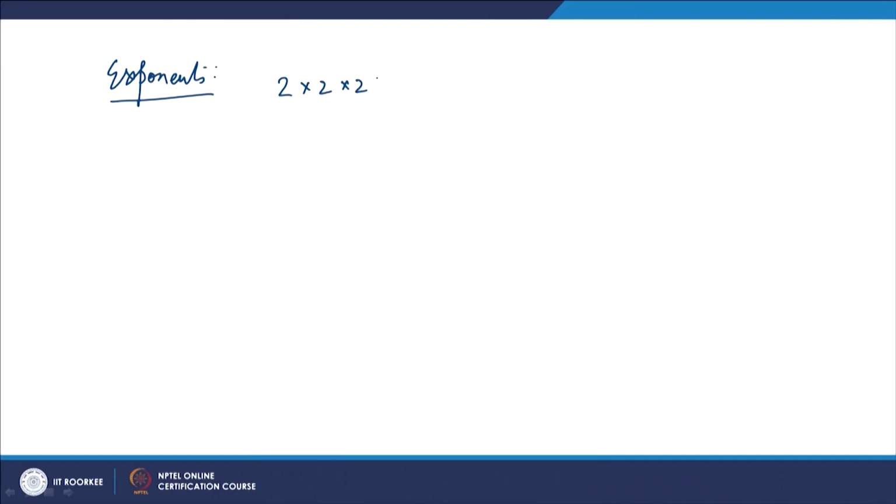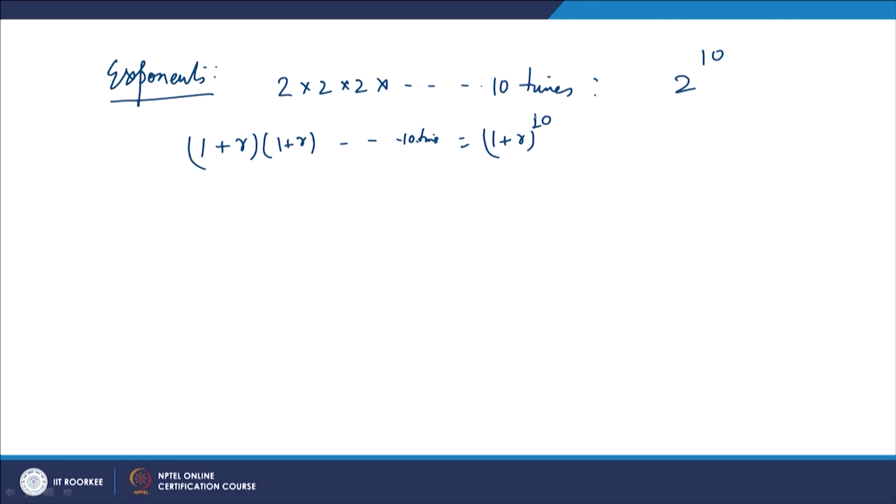Suppose 2 is multiplied with itself 10 times. So, we say 2 raised to the power 10, and 10 is the exponent. That is how the exponent is defined. It can be done for any term, like 1 plus r, which is multiplied 10 times. So, it will be 1 plus r raised to the power 10, and this 10 is the exponent.